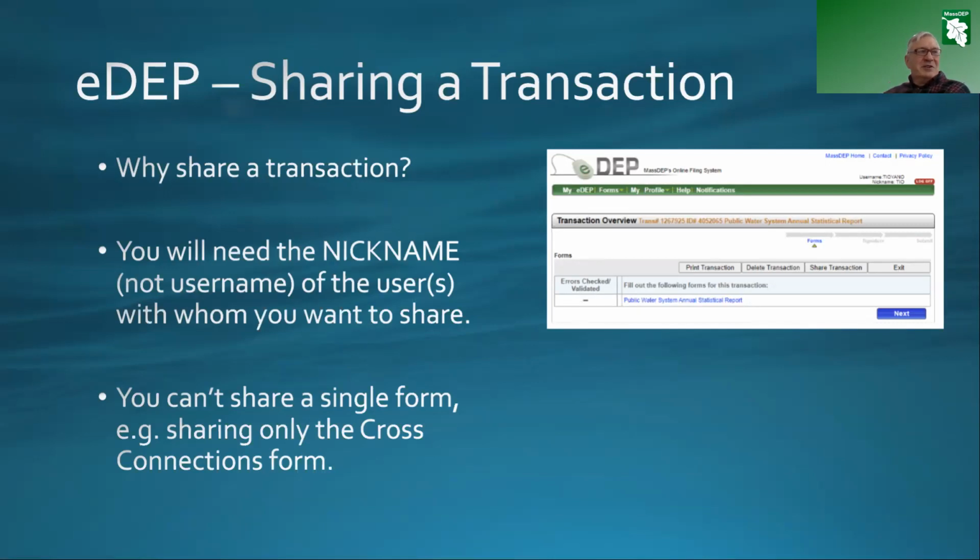Now we're going to jump to the sharing transaction. Sharing transactions between accounts is fine. It allows multiple people to work on a single transaction. So cross connections is definitely a section that people share with a contract cross connection person. Sometimes at a water system treatment plant, people will address the treatment sections and various sections of a report. So sharing a transaction with other users is fine.